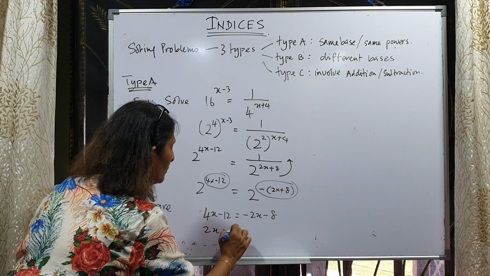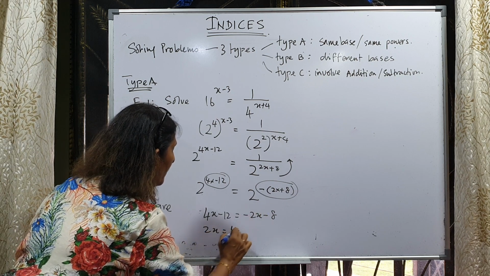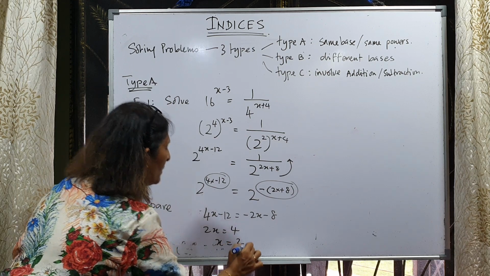After that, we just simplify, bring it over here. 2x is equal to 12 minus 8, which is 4. X is equal to 2. And it's done.